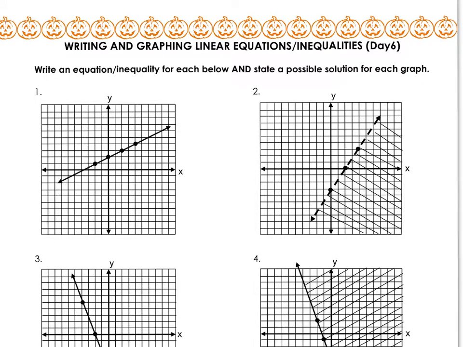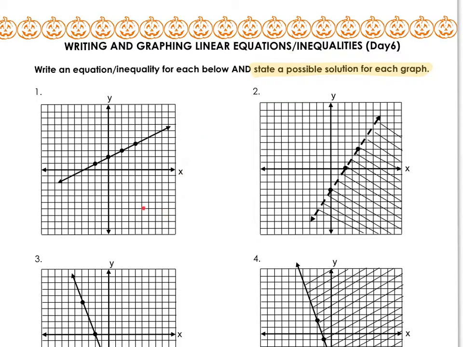Here we're going to be writing an equation or inequality for each graph below, and then we need to make sure that we state a possible solution for each graph. A lot of times we'll do the first part, but we'll ignore the second part of the directions. So we need to make sure we do this. This puts everything together that we've talked about so far.